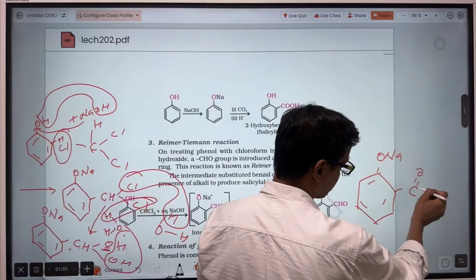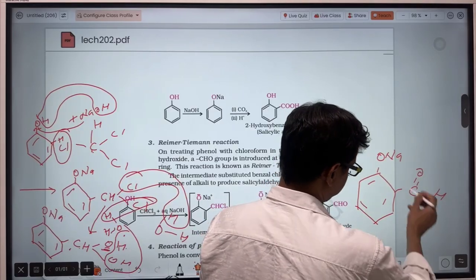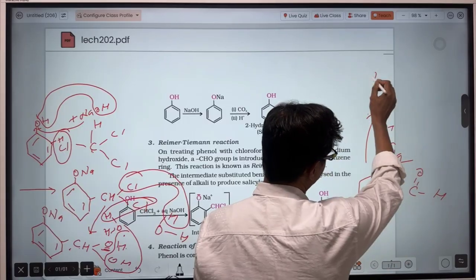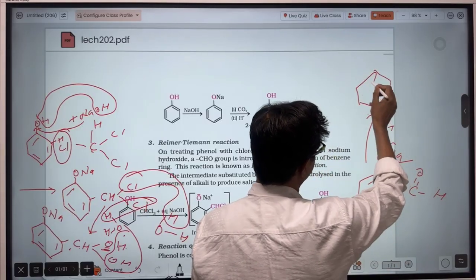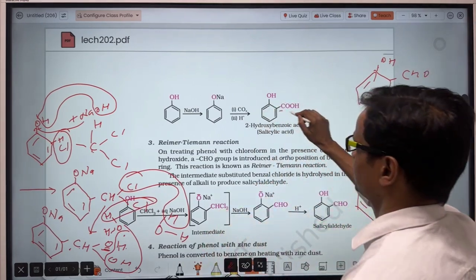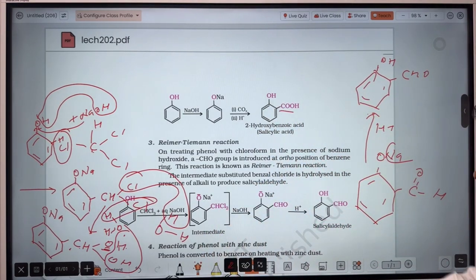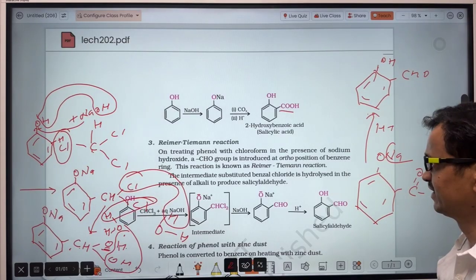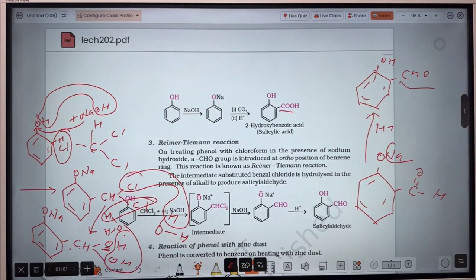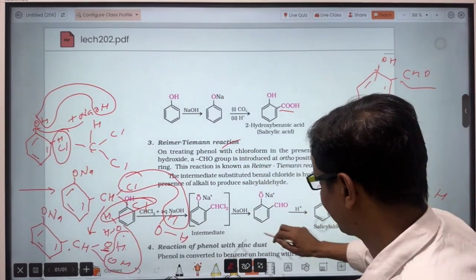And here is C double bond O and here is hydrogen. Then after it will be treated with H plus, then sodium will release from there and there will be OH and here CHO. When there was COOH group at ortho position with respect to OH, that was called salicylic acid. In the same way, when there will be CHO at the ortho position with respect to OH, that will be called salicylaldehyde. Okay, so this reaction is called Reimer-Tiemann reaction.